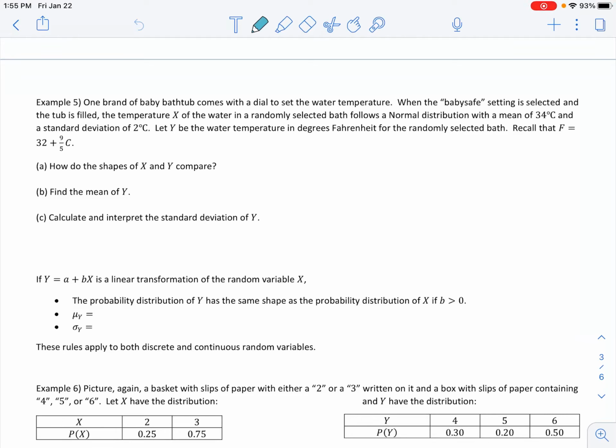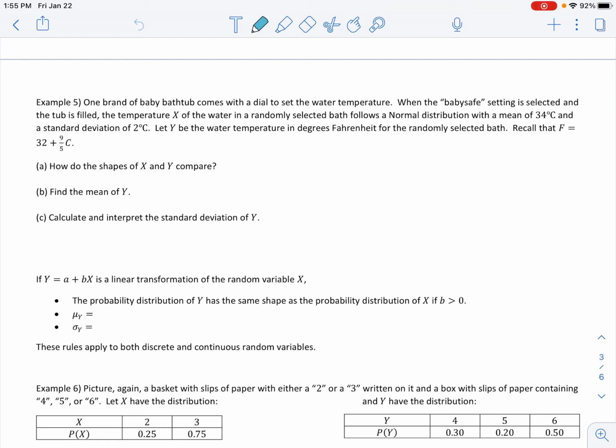On example 5 in your notes, it says, one brand of baby bathtub comes with a dial to set the water temperature. When the baby safe setting is selected and the tub is filled, the temperature X of the water for a randomly selected bath follows a normal distribution with a mean of 34 degrees Celsius and a standard deviation of 2 degrees Celsius. Y is the temperature of the water in degrees Fahrenheit for the randomly selected bath. And there's the formula there for converting Celsius into Fahrenheit.